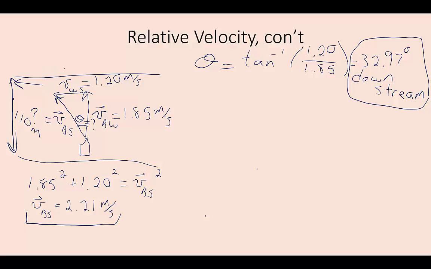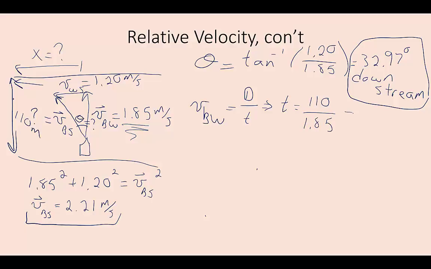If the river is 110 meters wide, how long will it take for the boat to get across the river, and how far downstream will it end up? The travel time is going to be determined by the time it takes to go directly across. So it's going to be determined by this speed VBW. So keeping in mind that VBW will be d over t, and d being the width of our river, our time then will be 110 over 1.85, and that is 59.5 seconds. So it'll take almost a minute for the boat to get across our river.